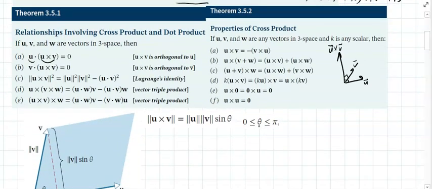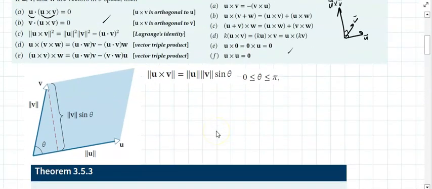Again, if we're going to verify these properties, I will provide that. That's not a problem. It turns out, if you take the magnitude of u cross v, that's the magnitude of u times the magnitude of v times the sine of theta, assuming theta is between 0 and pi.